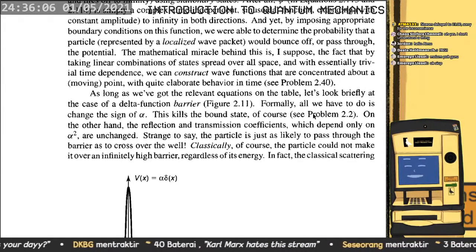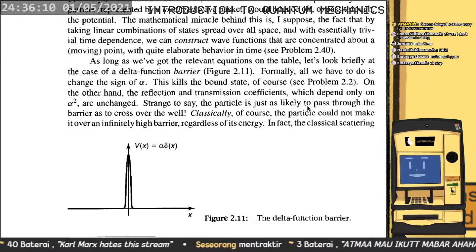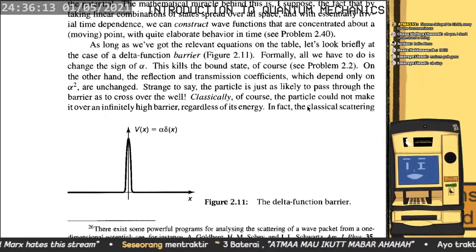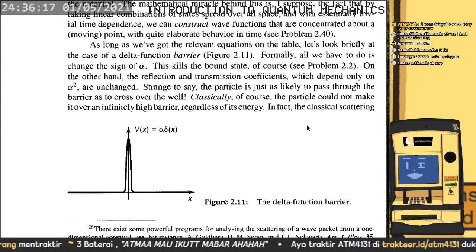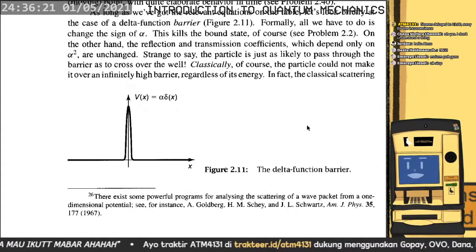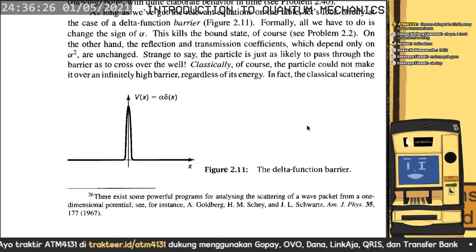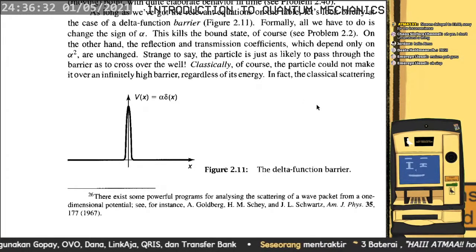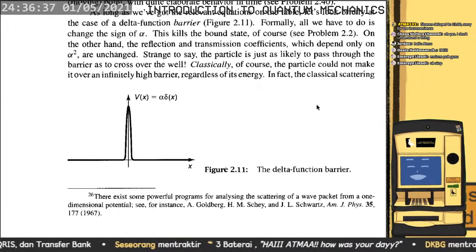As long as we've got the relevant equations on the table, let's look briefly at the case of a delta function barrier, figure 2.11. Formally, all we have to do is change the sign of alpha. This kills the bound state, of course. See problem 2.2. On the other hand, the reflection and transmission coefficients, which depend only on alpha squared, are unchanged. Strange to say, the particle is just as likely to pass through the barrier as to cross over the well. Classically, of course, the particle could not make it over an infinitely high barrier regardless of its energy.